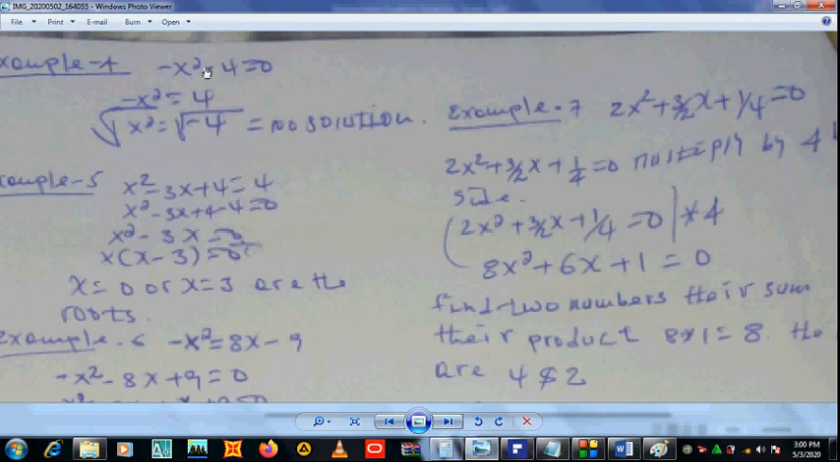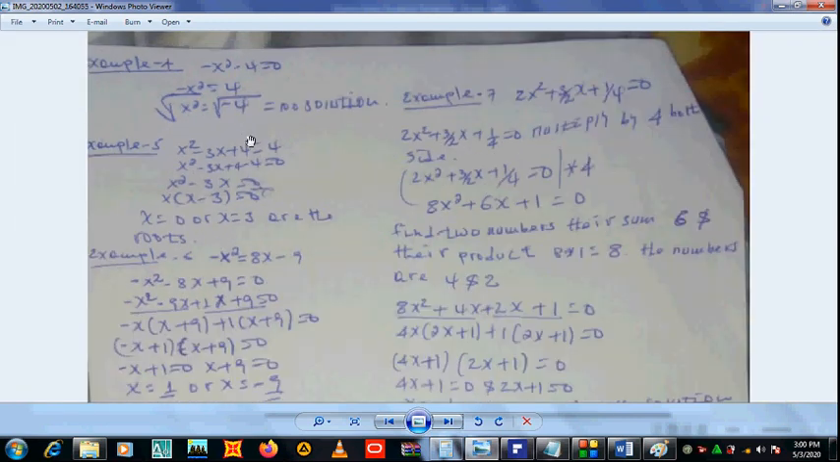Okay, thank you. This negative x square minus 4 equals 0. Then negative x square equals 4. Then multiply both sides by negative, then x square equals negative 4. Then take the square root. What is the solution for the square root of negative 4? No solution. There is no number whose square is negative 4. Therefore, this has no solution.